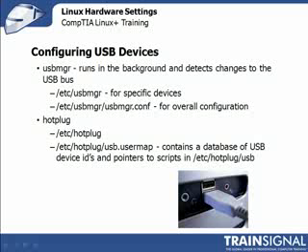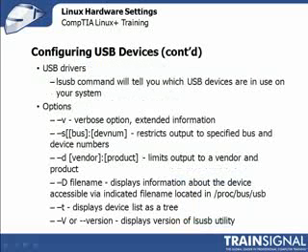With this package, files are stored in /etc/hotplug. There are two notable files. /etc/hotplug/usb.usermap contains a database of USB device IDs and pointers to scripts in /etc/hotplug/usb that are run when devices are connected or disconnected.